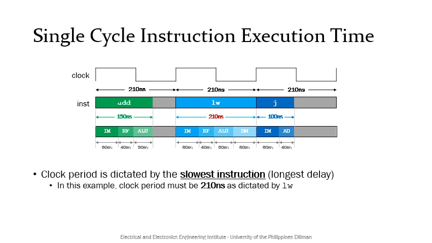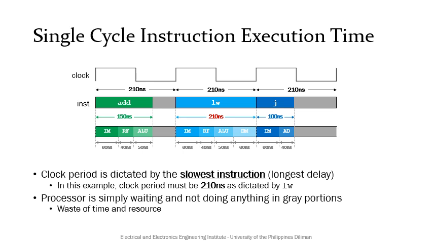Note that if we use any clock shorter or faster than 210 nanoseconds, then the load word instruction will not be able to execute properly as some signals are not yet ready when the clock rising edge occurs. Now, since we have used 210 nanoseconds to accommodate the slowest load word instruction, there are portions where the processor is simply waiting and not doing anything, as indicated in the gray portions. This is obviously a waste of both time and resources, and by resources, we mean hardware resources because our data path is not processing anything new.